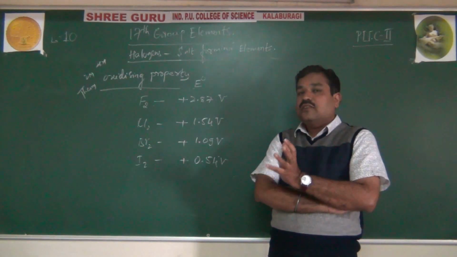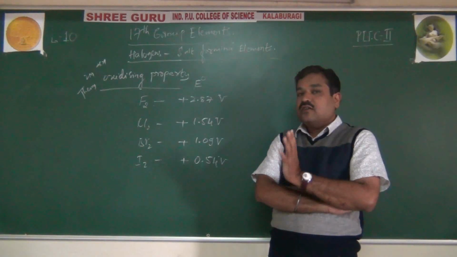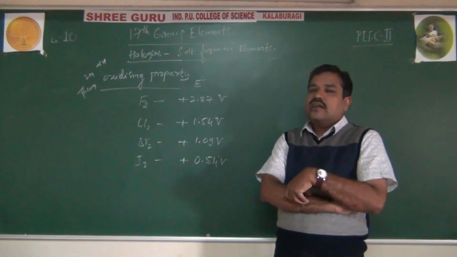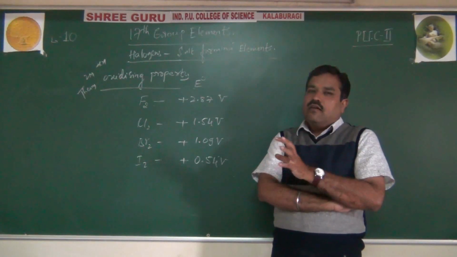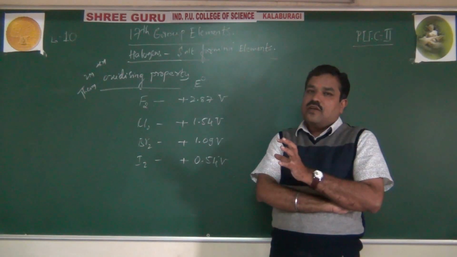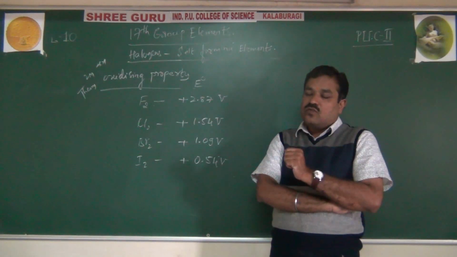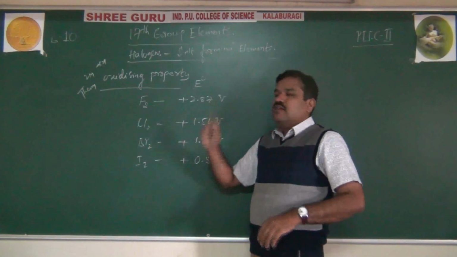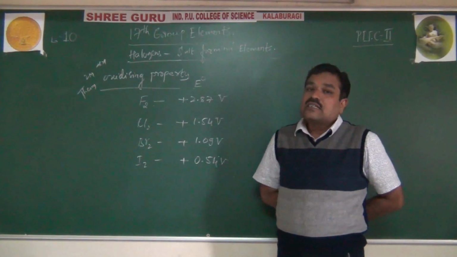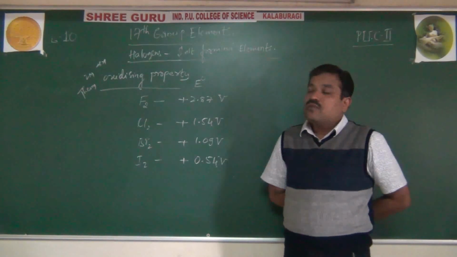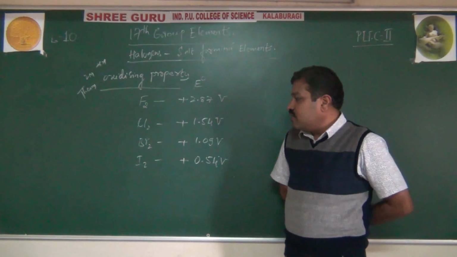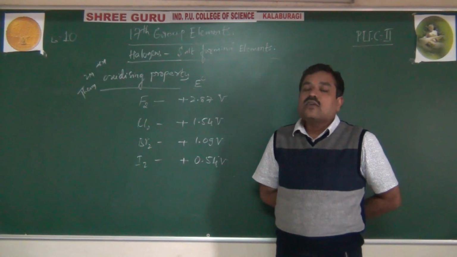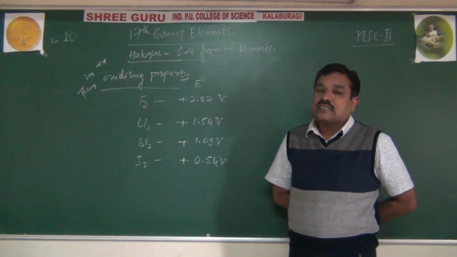Pulling the electron towards itself, the pulling effect, I already told you. What is electronegativity? Electronegativity is the attraction of the bonding pair of electrons, or shared pair of electrons, towards itself. It is high. Why? Because of this higher standard reduction potential value. But from fluorine to bromine to iodine, down the group, this oxidizing nature decreases.